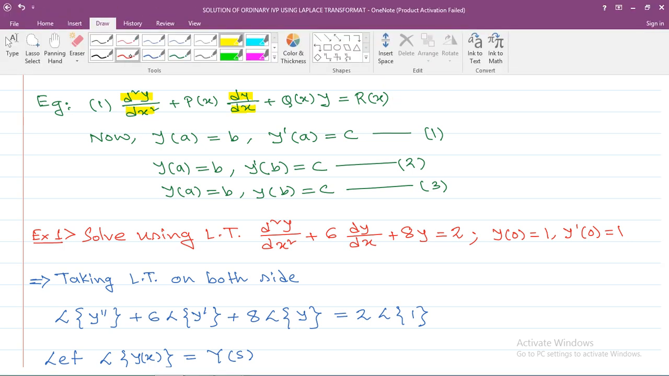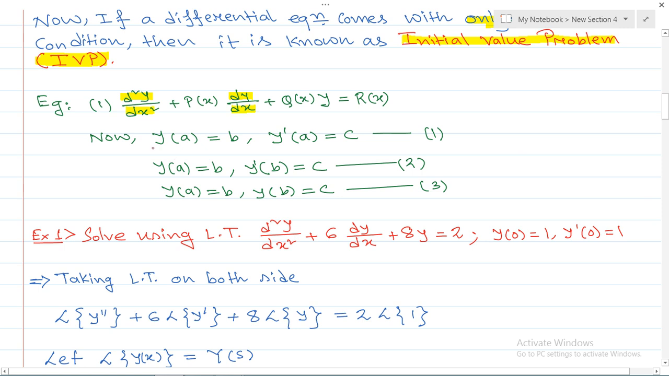Now the first condition is given as y(a) = b and y'(a) = c. So y is our dependent variable, y is given at a specific time a, and y' is also given at the same time a, or same position or the same point a. So definitely y at a and y' at a are given. So this condition is nothing but our initial condition.